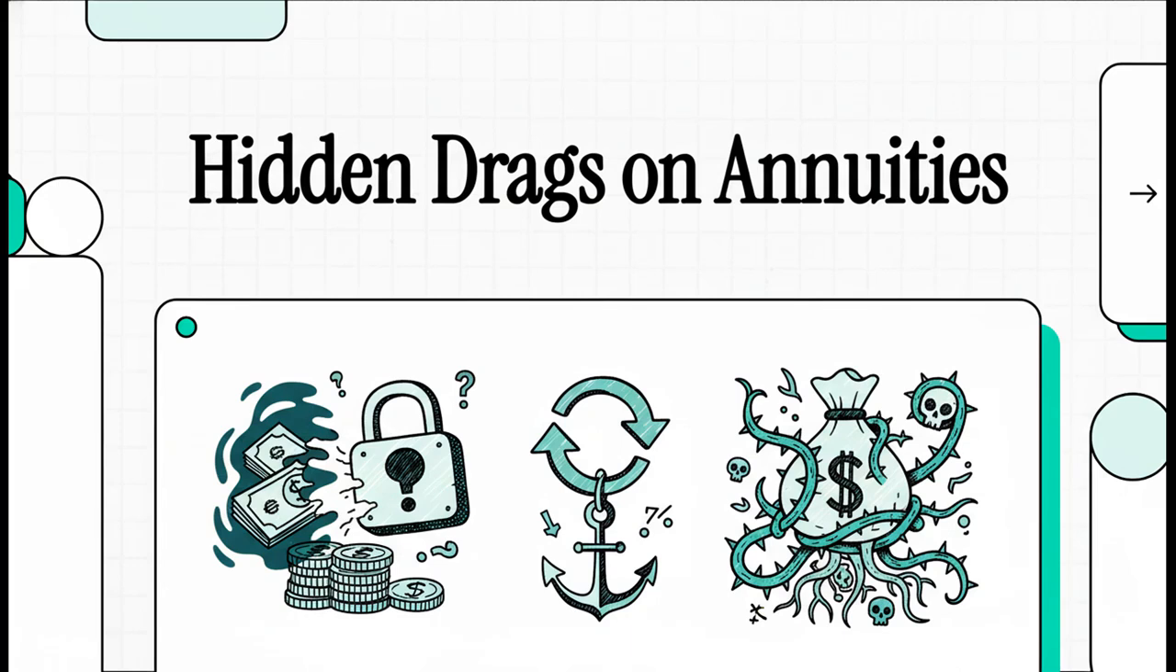Okay, if you're a founder, you know that every single dollar of your capital is all about momentum. But what happens when a financial product that's sold as safe, like an annuity, has these hidden drags that could actually shorten your company's runway? Well, in this explainer, we're going to pull back the curtain on the hidden costs in annuities that can quietly and seriously derail your plans.